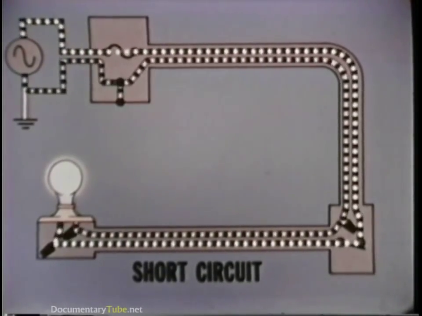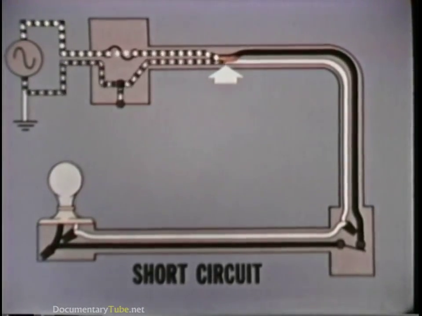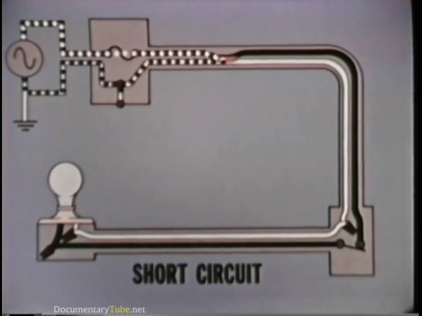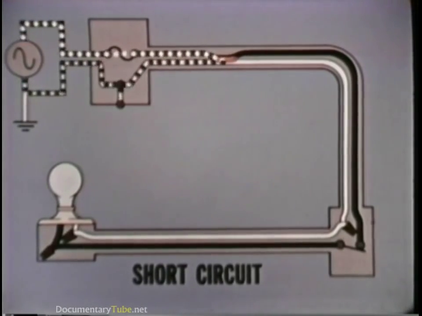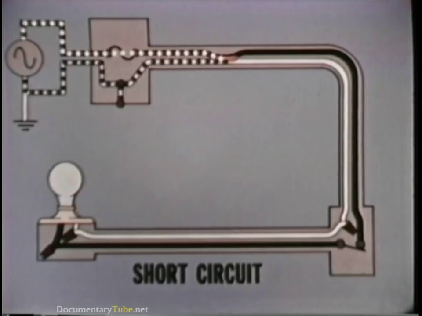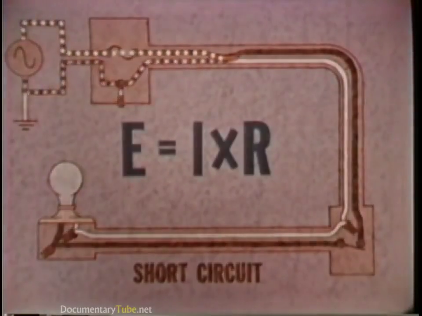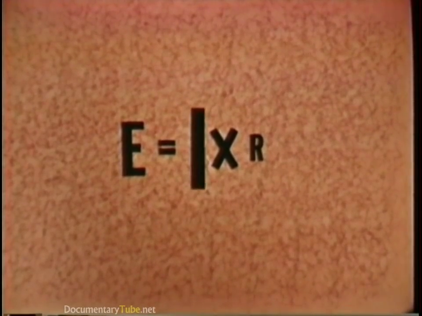A short circuit results when two bare conductors are permitted to come into contact with each other. The current no longer flows through the entire circuit. It is shunted directly from the hot conductor to the neutral conductor. When this occurs, there is only a very small amount of resistance in the circuit. According to Ohm's law, for a constant voltage, when the resistance is lowered, the flow of current goes up.